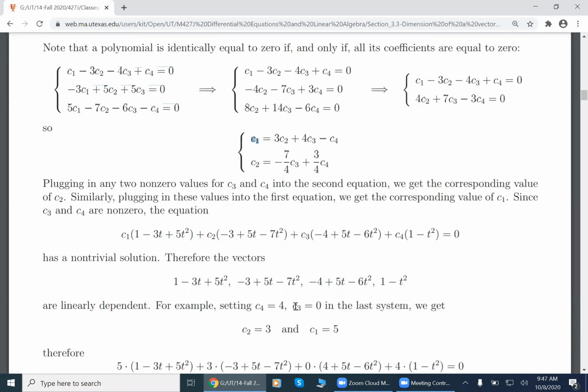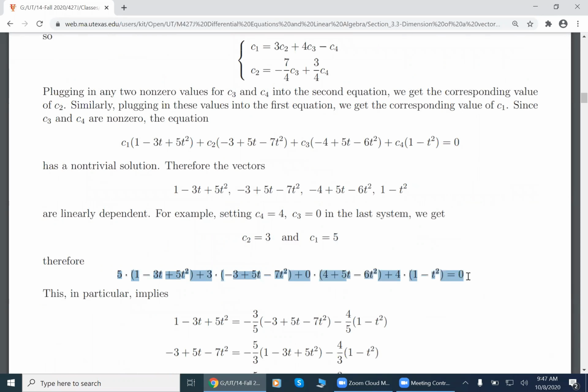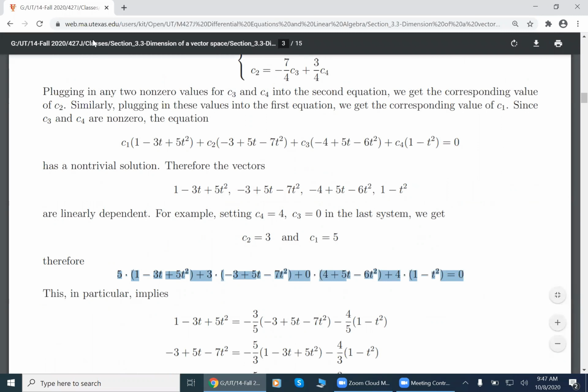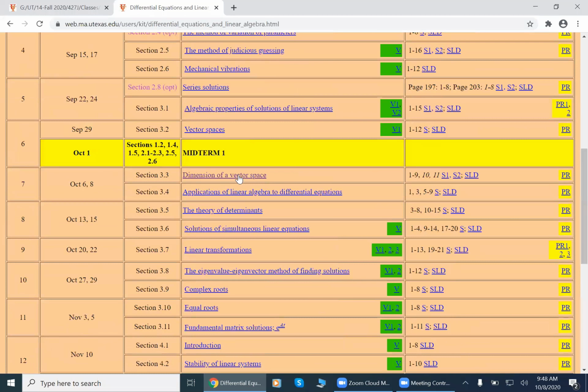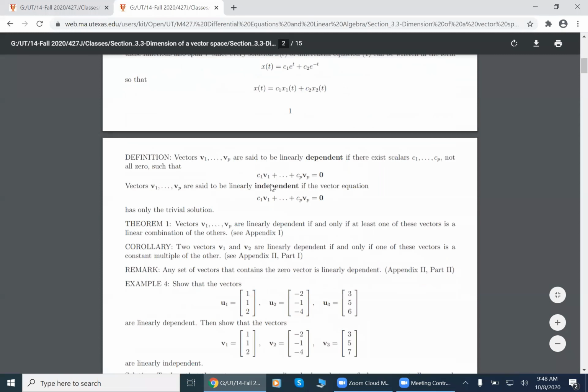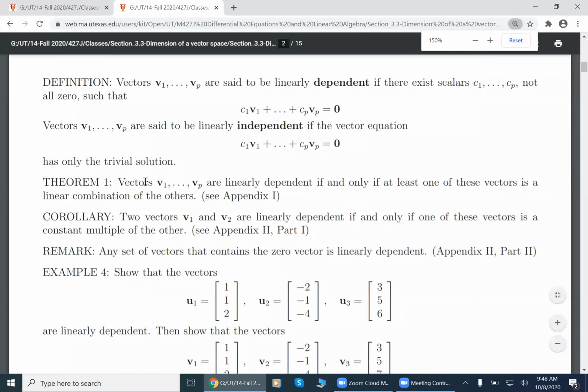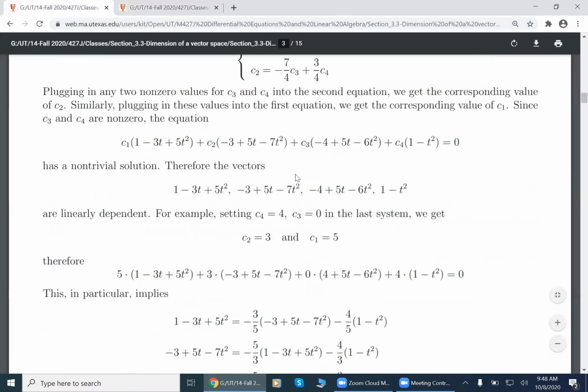For example, if you set C3 is 0, C4 is 4, you will get C2 is 3, C1 is 5. And here is a non-trivial solution. By the way, going back to page 2 of our handout, Theorem 1 says that vectors v1 and so on vp are linearly dependent if and only if at least one of these vectors is a linear combination of the others. Is it true in our case?